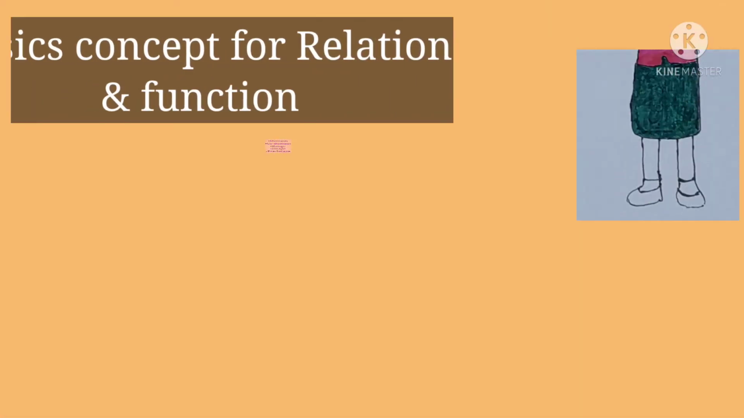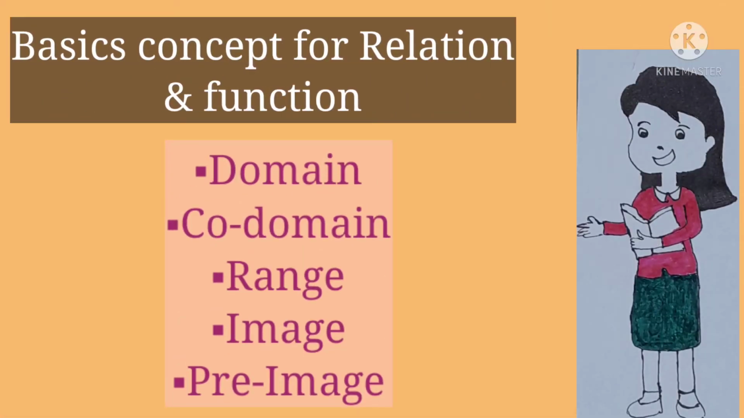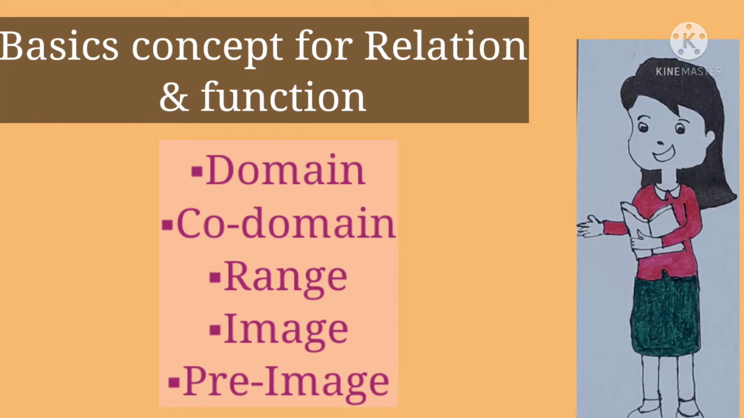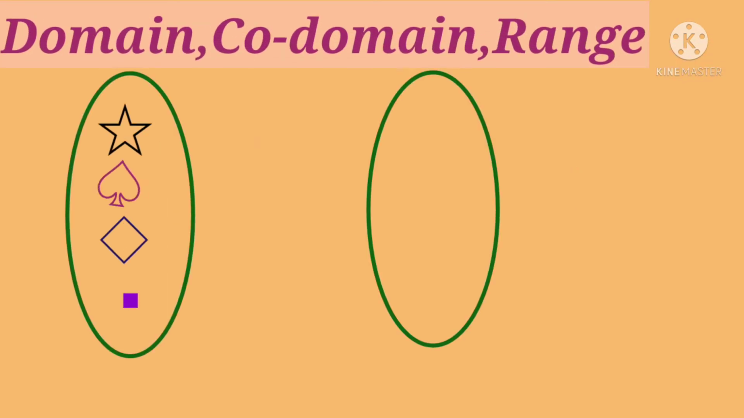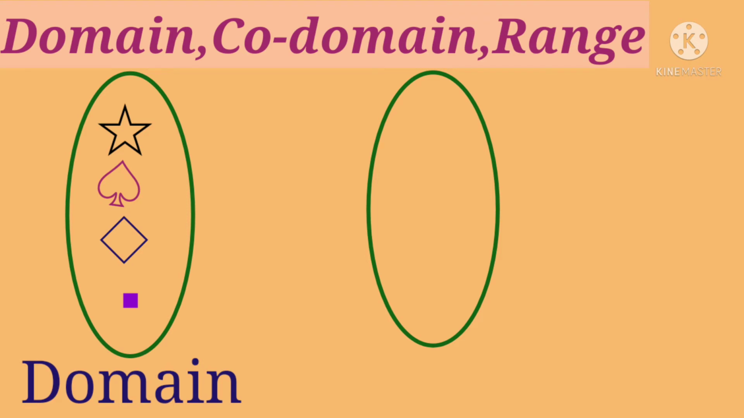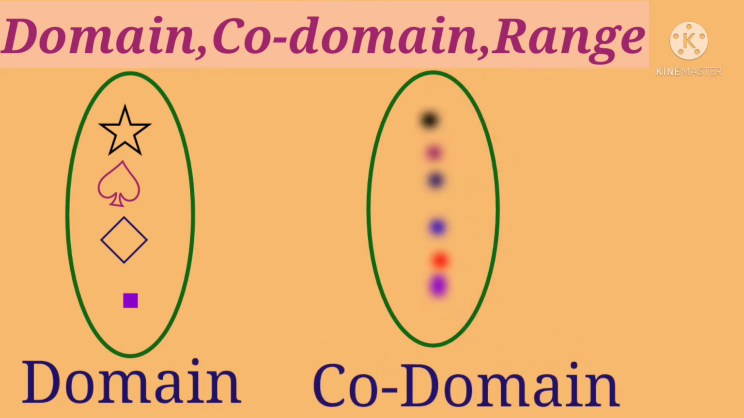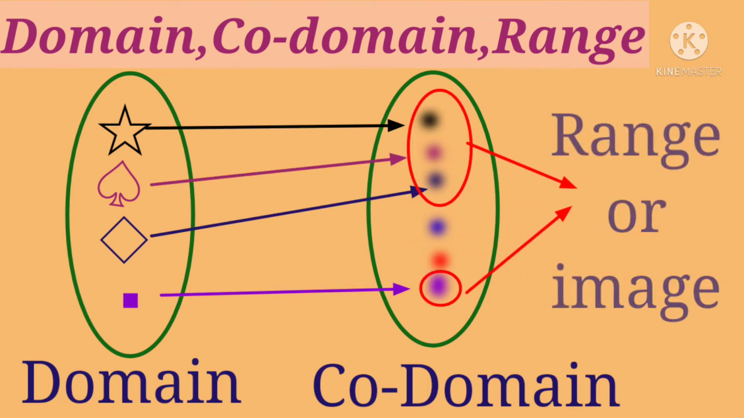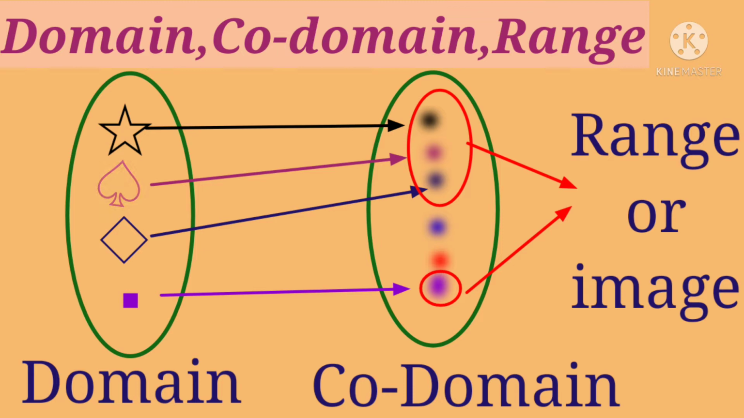Before moving to the topic of relation and function, we need to be clear with the concept of domain, codomain, and range. We'll clear the concept one by one with short examples. The domain of a function is the set of all possible inputs for the function. Codomain is the set of values that could possibly come out, and the range is the set of values that actually do come out.